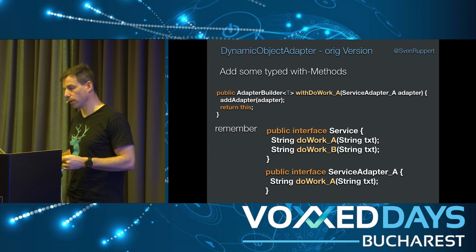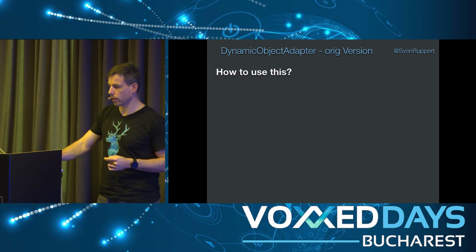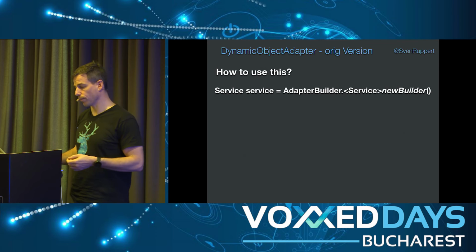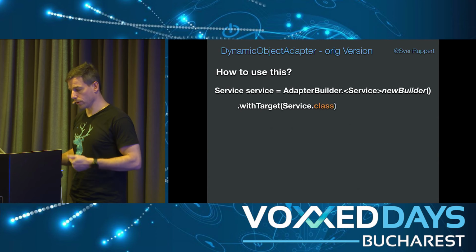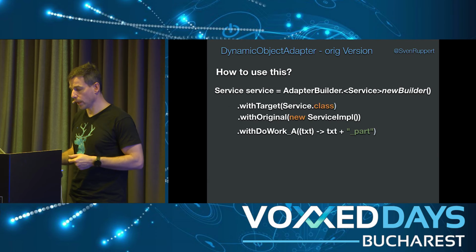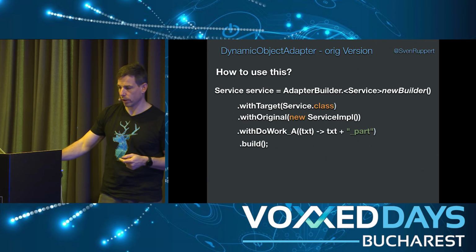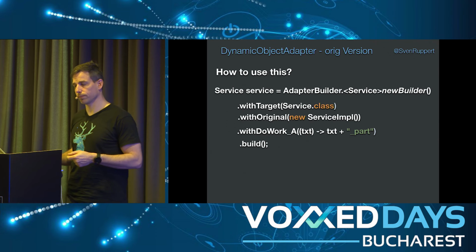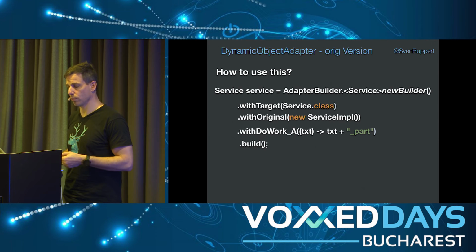And the good thing is that I can now start using it like the following. I have my adapter builder for this type, with the target I want to go through, with the original implementation I want to delegate. And then I can use lambda expressions for every single method if I want. How could I use this? Now what could I do with this?